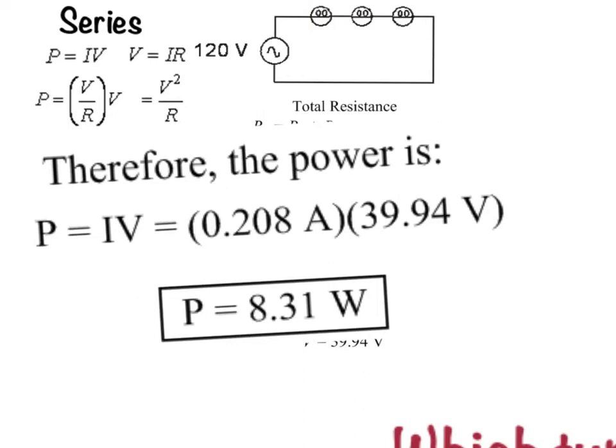This is the power dissipated by a single bulb when they're connected in series. So in a series circuit with three bulbs, the 75-watt bulb is really an 8.8 watt bulb. So they're not real bright.